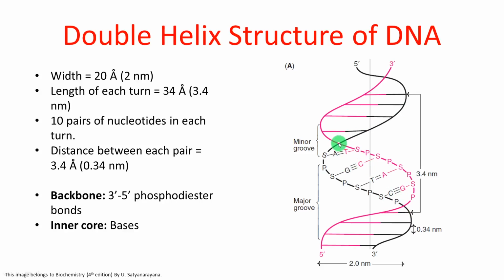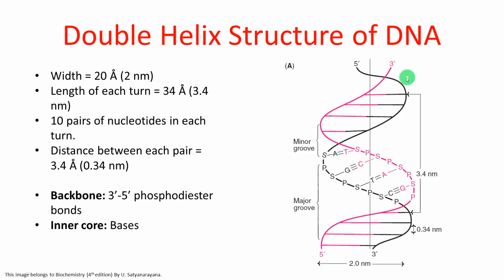It will not be observed because it will be present over here in between this black and red strand in the middle, and that is why it is not observed over here. So in total there will be 10 pairs of nucleotides in one complete turn of DNA. Thereafter, the distance between each base pair or each nucleotide over here is usually 0.34 nanometer, or you can call it 3.4 Angstrom.